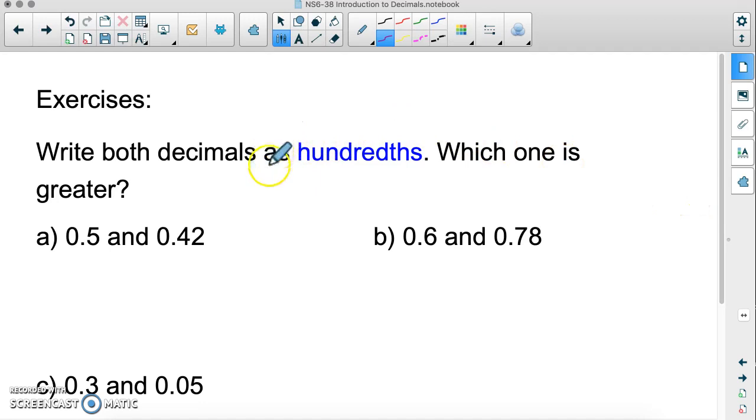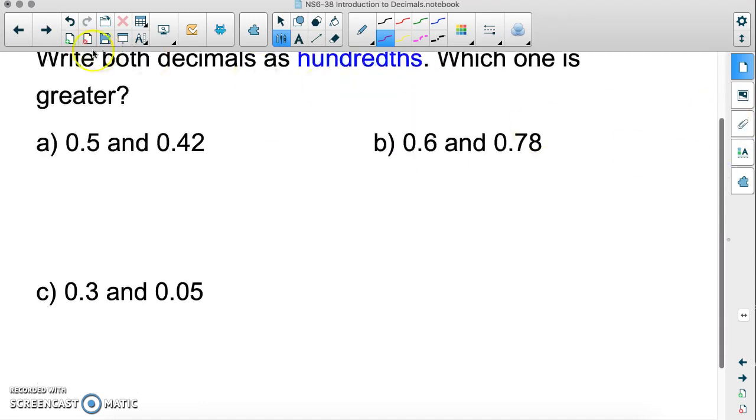Now here's some exercises for you to complete on your whiteboard. You're going to write both decimals as hundredths. Which one is greater? So then you're going to compare the two. Let's do A together. So we have 5 tenths. It's the same as writing 0.50, and 0.42. So we know that 50 hundredths is greater than 42 hundredths. I want you to now do B and C on your whiteboards and then resume your screencast.